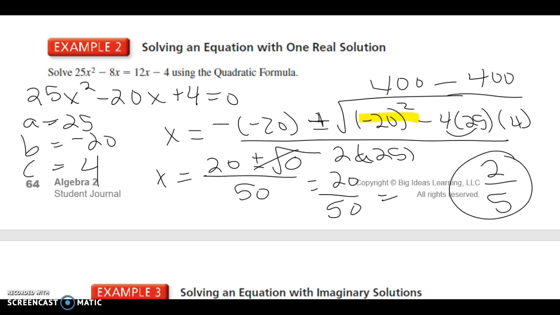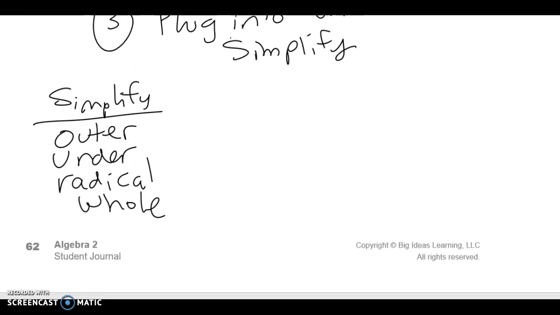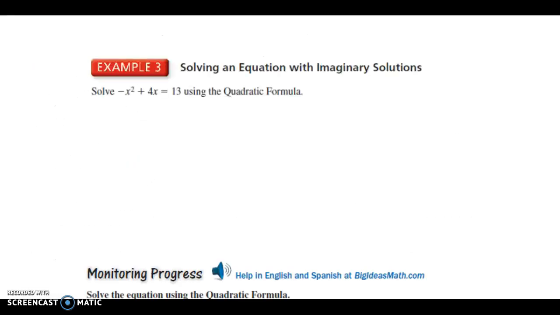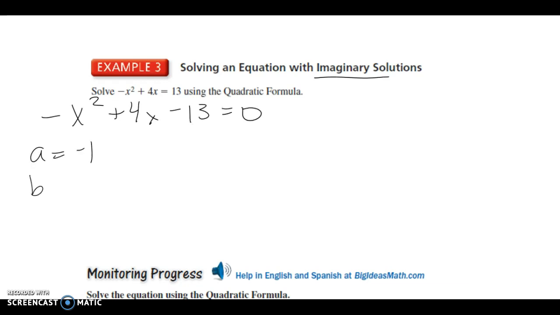Let's look at example 3. If you read the title, this example is going to be an example where we see imaginary solutions. So again, step 1 will be set equal to 0. Once we do that, we can see that a will be negative 1, b will be 4, c will be negative 13. Carefully plug into the quadratic formula.